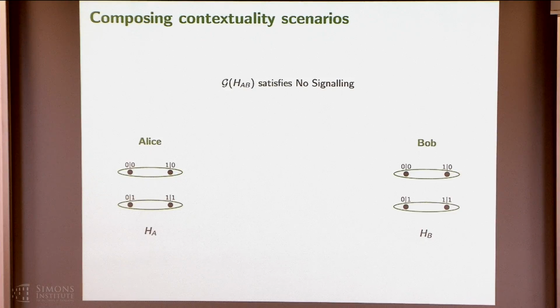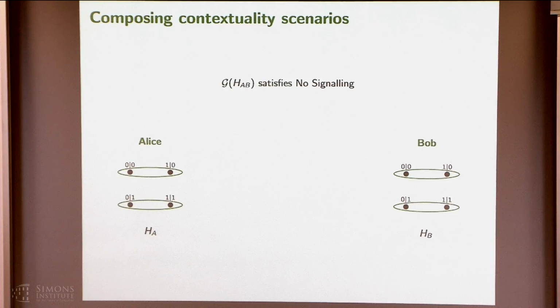And just don't be perhaps misled by this, but this is just an example that I drew where Alice and Bob have two dichotomic measurements each. But what I'm saying holds for any arbitrary contextuality scenario for the parties.